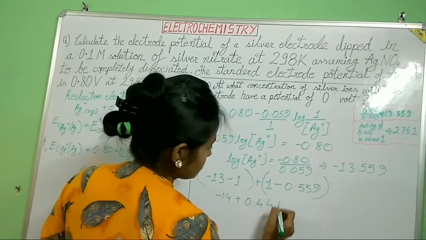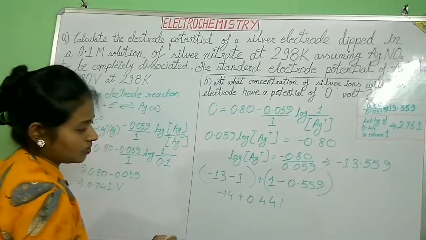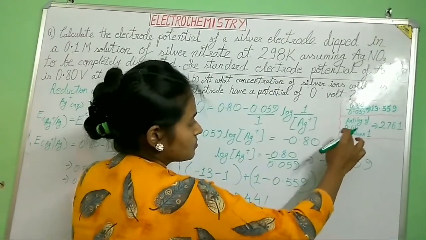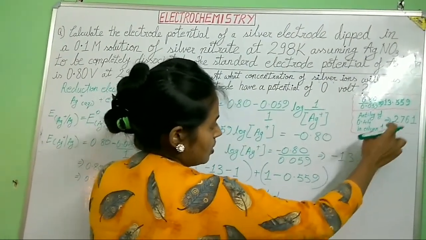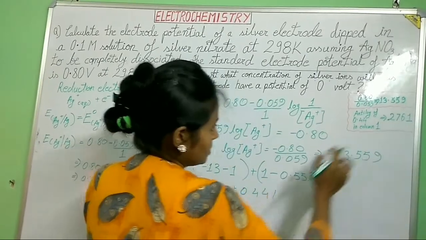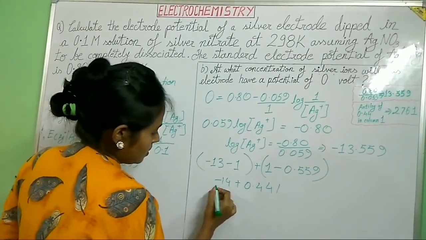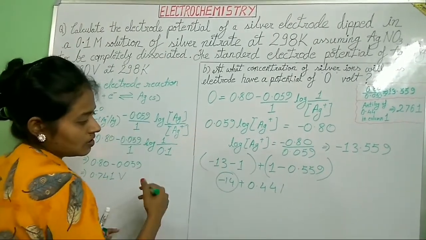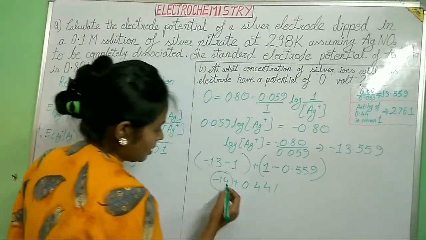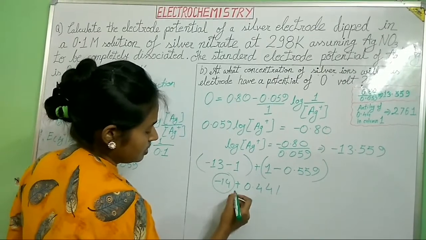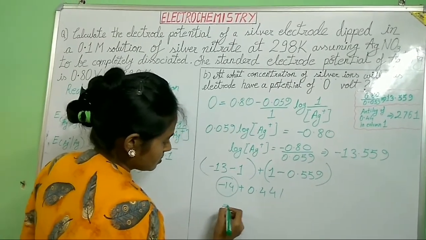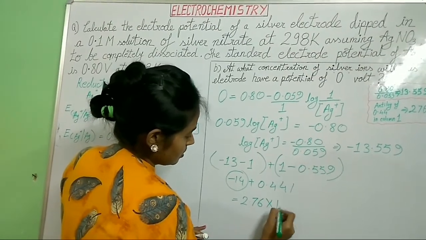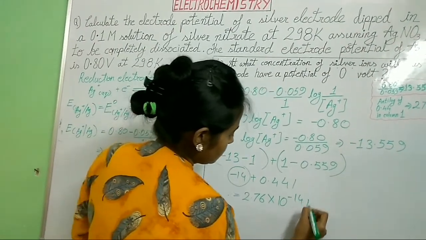0.441. Yes, subtract this and we will get 0.441. Now, if we look at the value of antilog of 0.44 in column 1, how much is the value? 2761. So, if it is minus 14 here, there will be 13 zeros after the decimal. And what will be the answer? 2.76 into 10 to the power minus 14 molar.